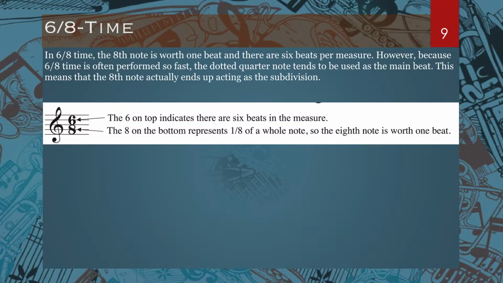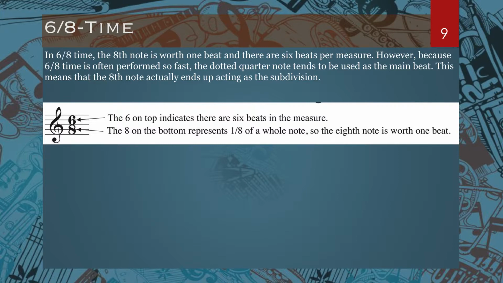In 6/8 time, the 8th note is going to be worth 1 beat, and there are 6 beats per measure. However, 6/8 time is a little bit weird, and because it's performed so fast, the dotted quarter note tends to be used as the main beat. This means that the 8th note actually ends up acting as a subdivision instead of the beat.